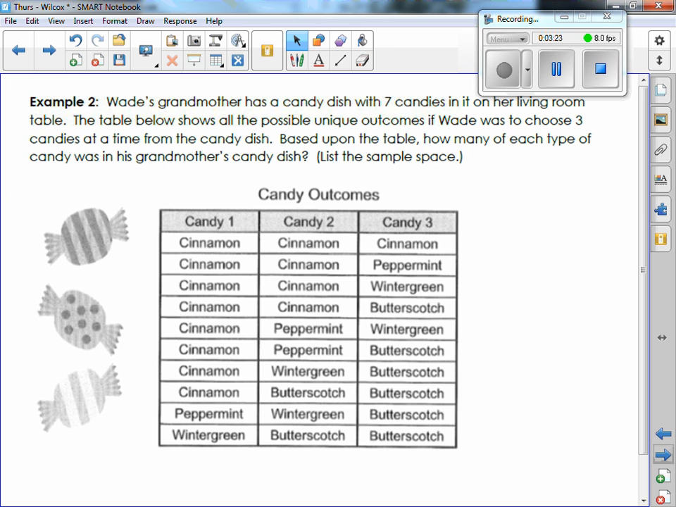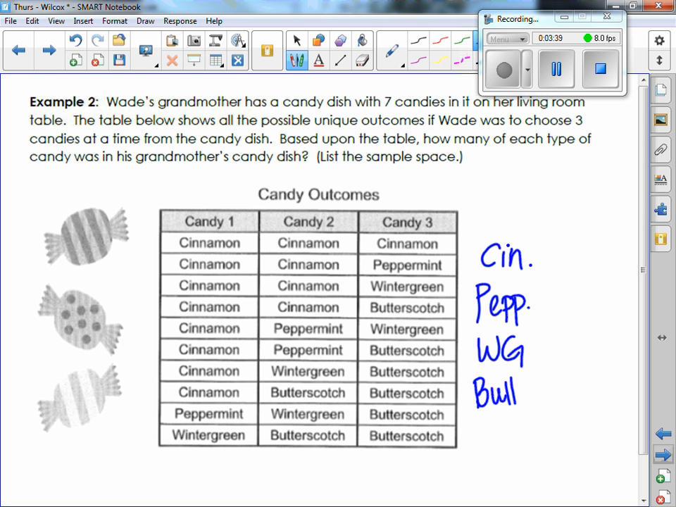So if we look at our options, we have different flavors. I see cinnamon, peppermint, wintergreen, and butterscotch. So those are the 4 different flavors that we have, different types of candy. The question's asking, based upon the table, how many of each type do we have? So take a second and see if you can figure that out.